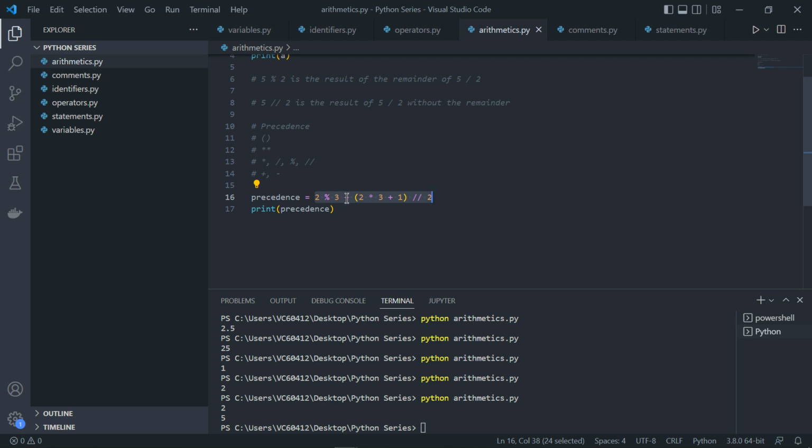Now, plus will not come in the precedence because plus takes the last precedence. But this takes the next precedence. What's the result of this? 7 floor division of 2. 7 floor division of 2 is 3, right? So we have 2 plus 3, and that should give us 5.